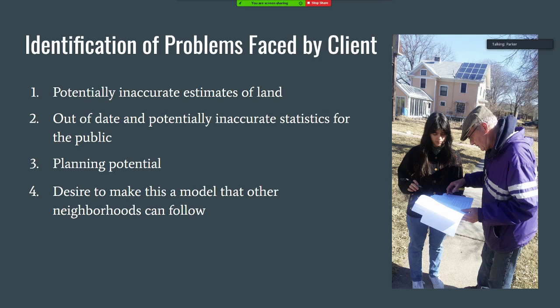Planning potential, this is for growing and various other things. If you know the exact land you're working with, you can better organize and plan the years to come. And then the desire to make this a model that other neighborhoods can follow. We kind of brought this up. He was thinking about it, but we kind of wanted to solidify the idea that we want this to become a template or a model for others so they can easily jumpstart it, and can just make it a thing.